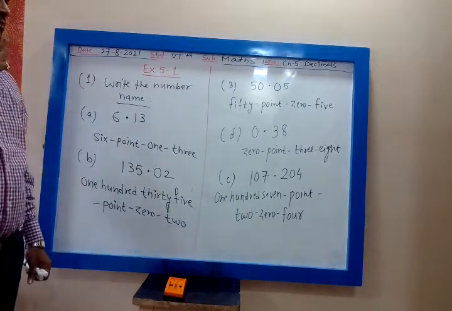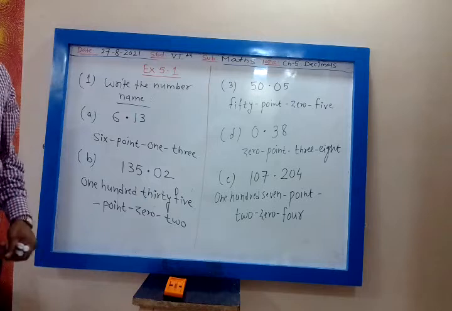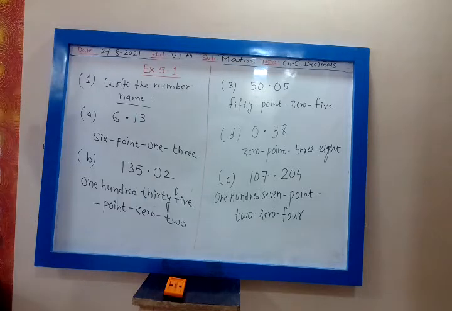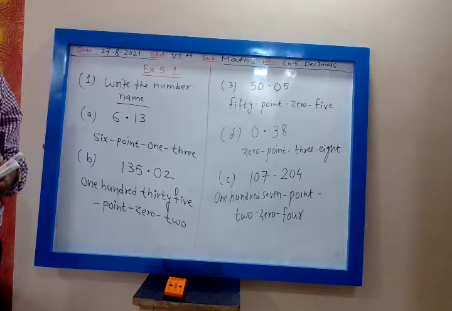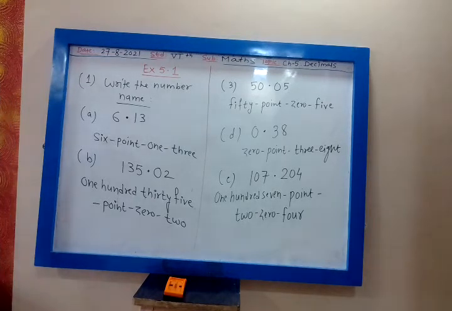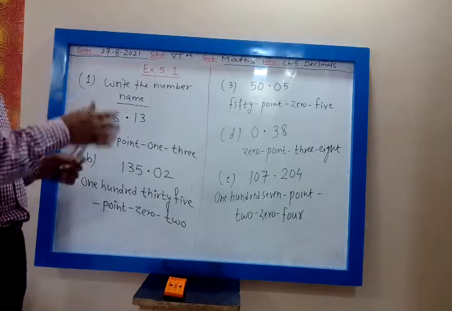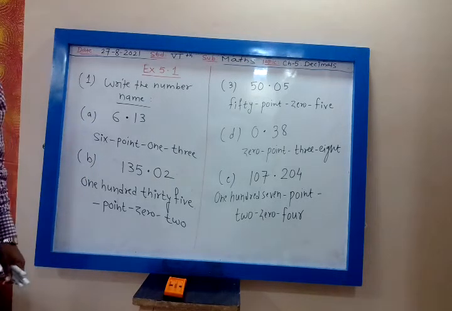Paisa you can read as a whole, but whenever it is decimal, you will read them as single digits. 5.50 in paisa you can read 50, but whenever it comes to decimal, after decimal you will read them as single digits.